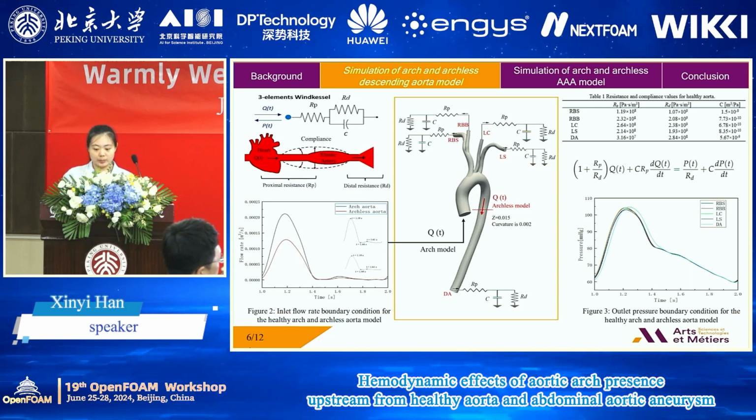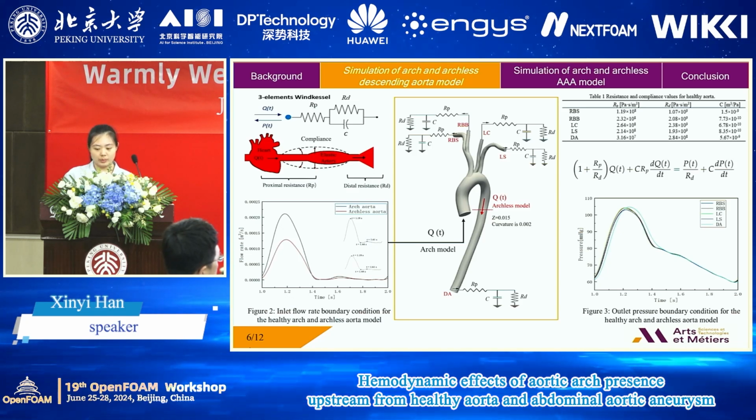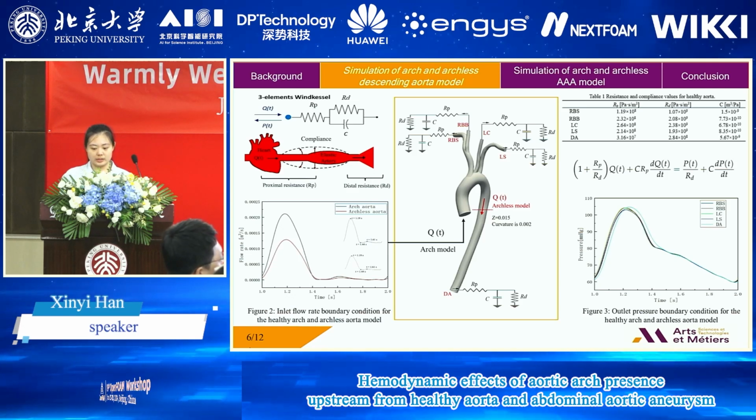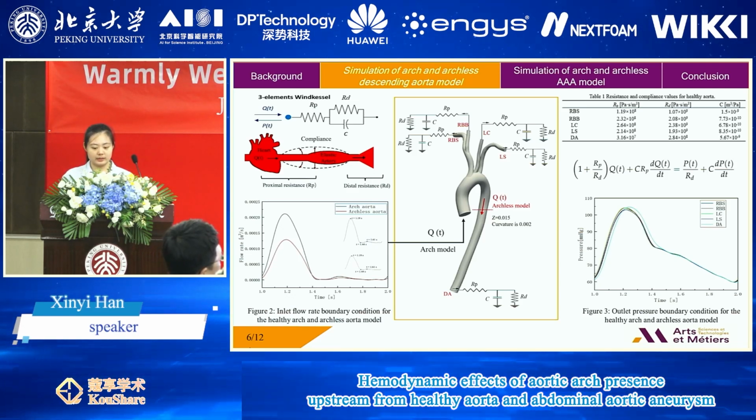For the inlet boundary condition, I use the human clinical flow rate shown with the black line in figure 2. In the arch simulation, the output flow rate at the cutting surface is defined as the archless inlet boundary condition.